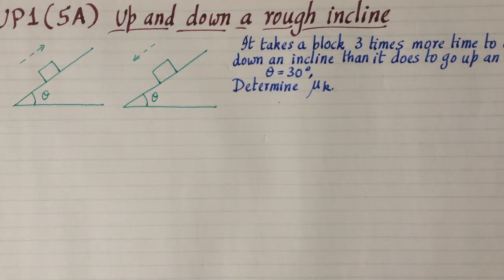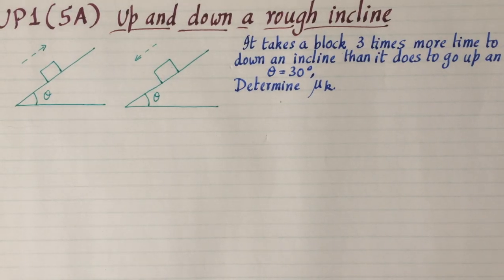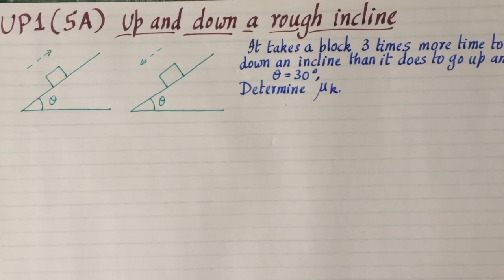Let's try to solve a problem involving friction. The problem states that it takes a block 3 times more time to come down an incline than it does to go up an incline. Determine the coefficient of friction mu sub k. You're given the angle is 30 degrees, but you're given nothing else.